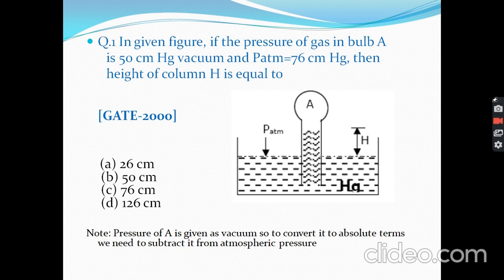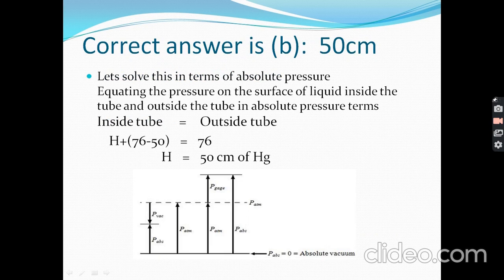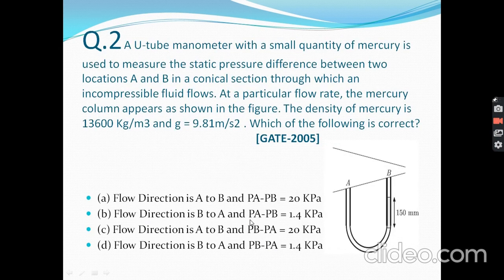Note: pressure of A is given as vacuum, so to convert it into absolute terms we need to subtract it from atmospheric pressure. The correct answer is B, 50 cm. If we equate the pressure on the surface of the liquid inside and outside, we get H plus 76 minus 50 is equal to 76. So H is equal to 50 cm of Hg. You can also see this in the figure.